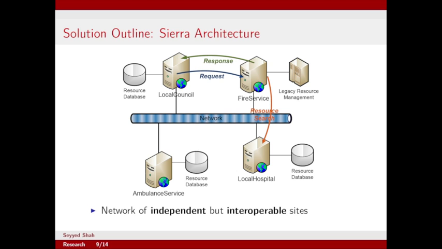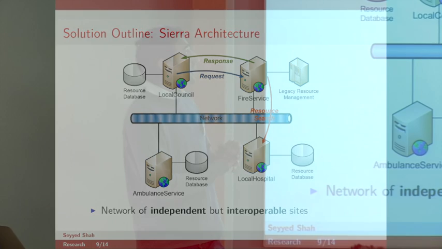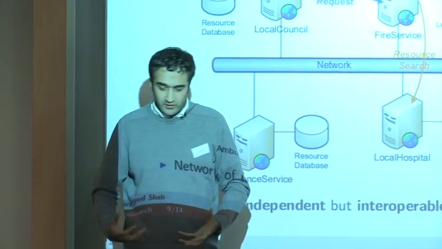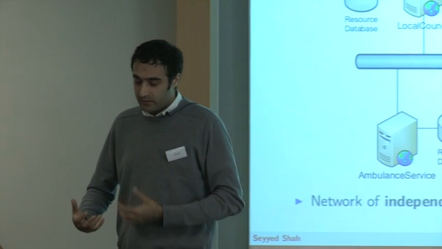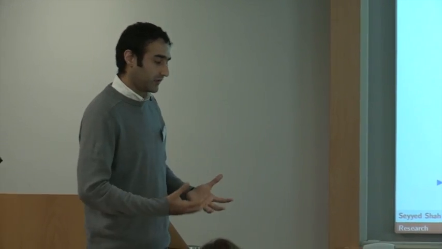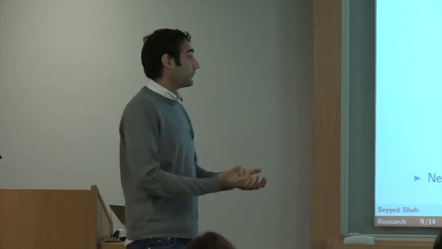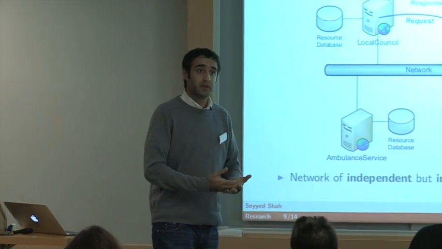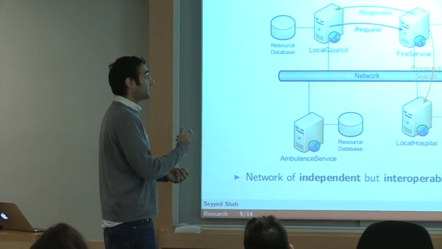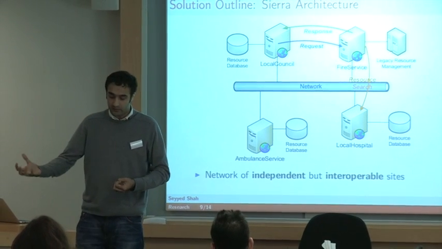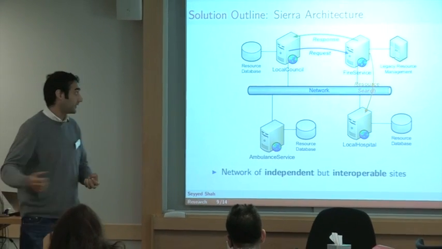And even though they're independent from the other organizations on this diagram, what they can do is search. For example, the fire service here can search the local hospital for its resources. And when I'm talking about resources here, I'm talking in the general sense of physical things. So for a local hospital, this might be the availability of beds in that hospital. So the fire service can check in the local area what resources are available at the local hospital at the current time.